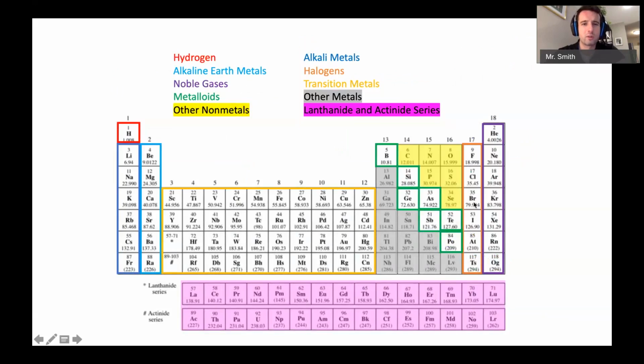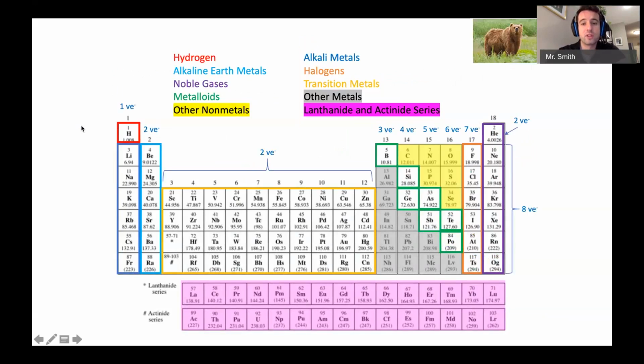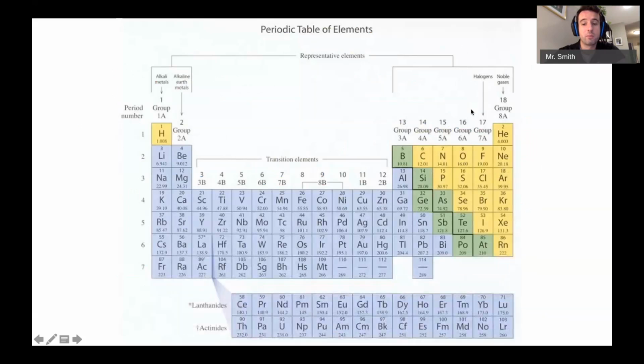You don't have to use the exact same colors I used, but if you're on Notability, maybe it's easier to just use the same colors I use. And then remember, here are the valence electrons. Remember, you should also have charges in here on everything.